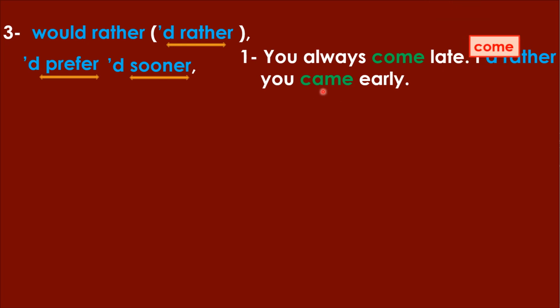Came is the past of the verb come. Come is form 1 or the infinitive.